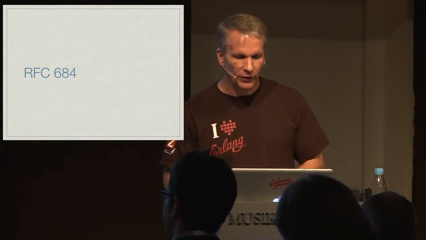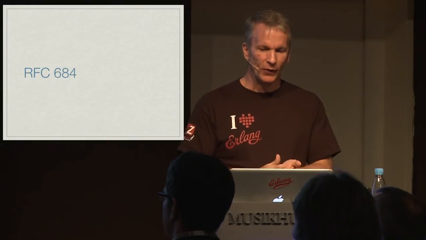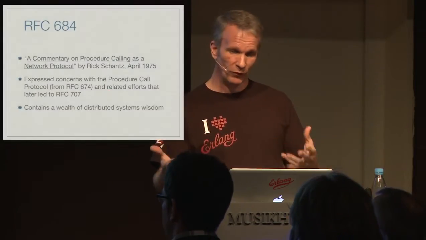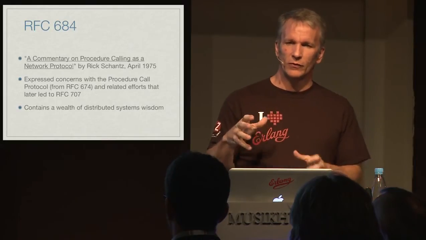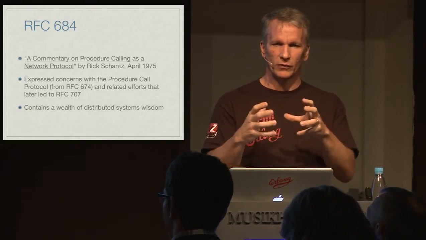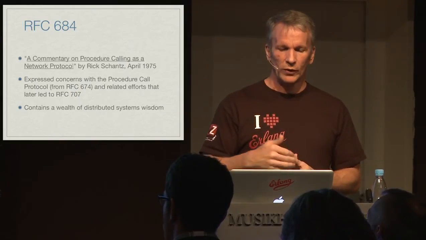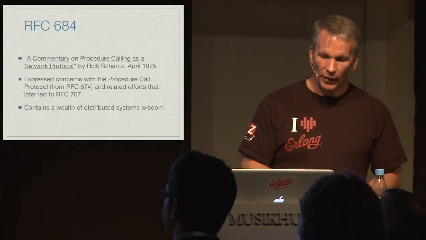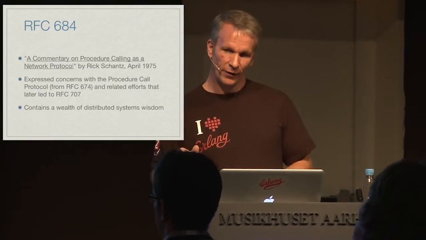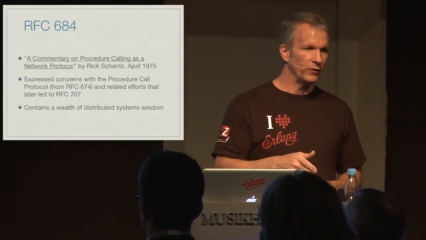So RFC 684 is by my friend Rick Shantz. It was published in 1975, which, if you look at the date, is before 707, obviously, as the number is before 707. But as I said, 707 is kind of a culmination of earlier RFCs, almost like a summary. So 684 was really commenting on 674. If you go read this thing, you're going to be blown away by the amount of distributed systems knowledge that's in this RFC. This is 1975. We talk about things today related to distributed systems, and some people hear it and say, oh, gee, I didn't know that. And yet here in 1975, I think we had everything we needed to understand these systems.